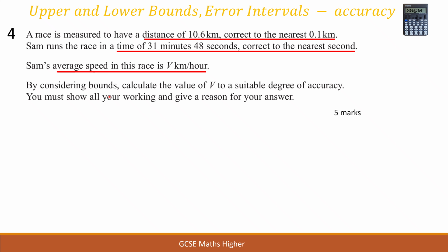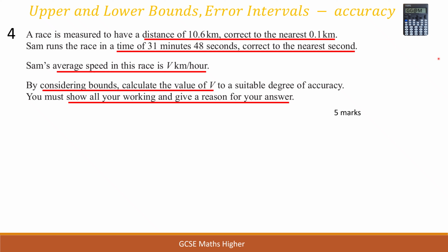Consider your bounds. Okay, calculate the value of B correct to a suitable degree of accuracy. You must show your working and give a reason for the answer for 5 marks. So make sure you know how to do this question. There's a lot to do. Press pause, have a go at working out the answer, and then press play to hear the marks or to see the mark scheme.